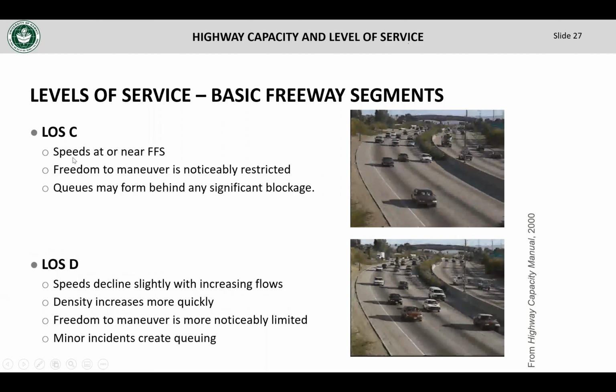On level of service C, you still have speeds that are at or near free flow speed. We have talked about what free flow speed is before, but now your freedom to maneuver starts to be restricted, and if you have some blockage, then you may start having queues forming behind those blockages. Then for level of service D, again, your freedom to maneuver gets more restricted. Now it's severely restricted. Densities increase more quickly, and now minor incidents can start creating significant queuing, like we saw with shockwave analysis.